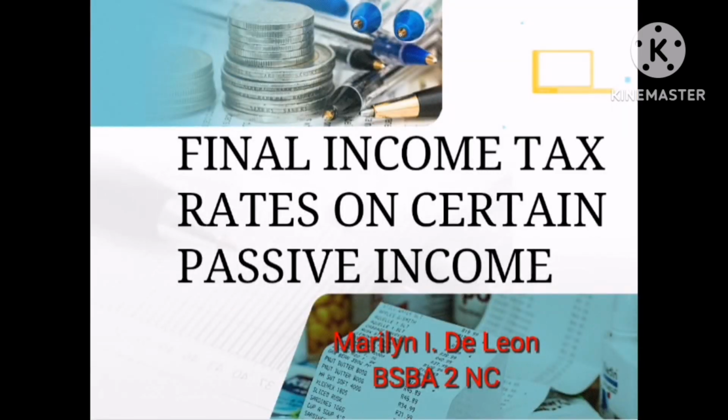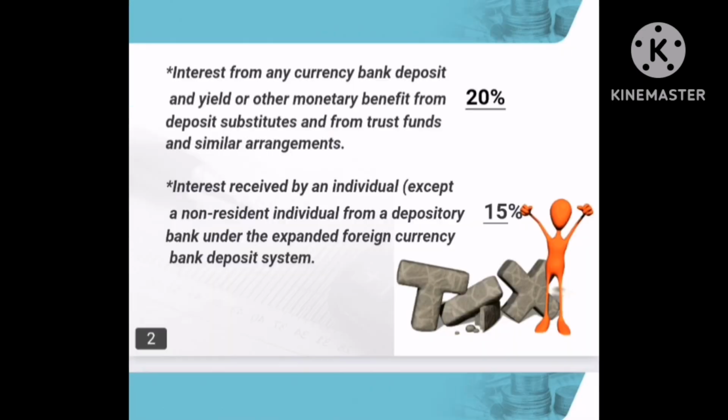Finally, income tax rates on certain passive income. Interest from any currency bank deposit and yield or other monetary benefit from deposit substitutes, from trust funds and similar arrangements: 20%. Next is interest received by an individual, except a non-resident individual, from a depository bank under the expanded foreign currency bank deposit system: 15%.